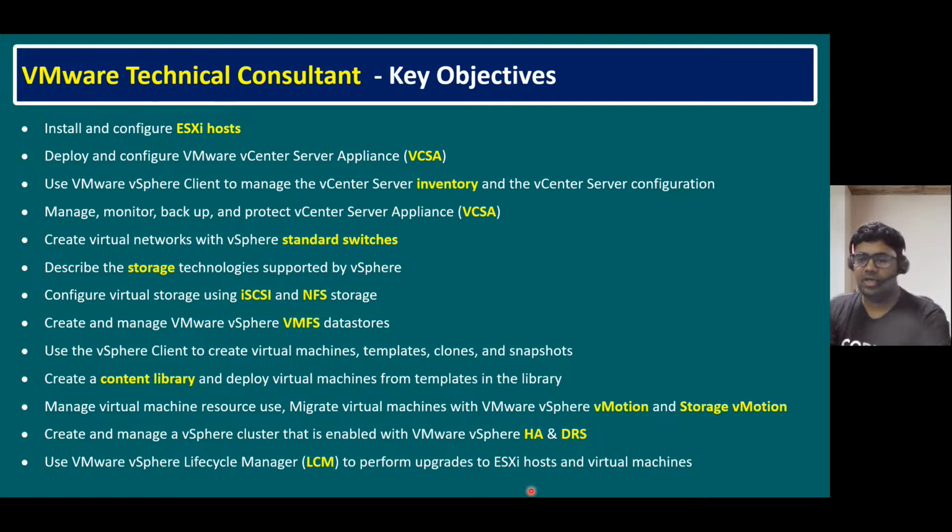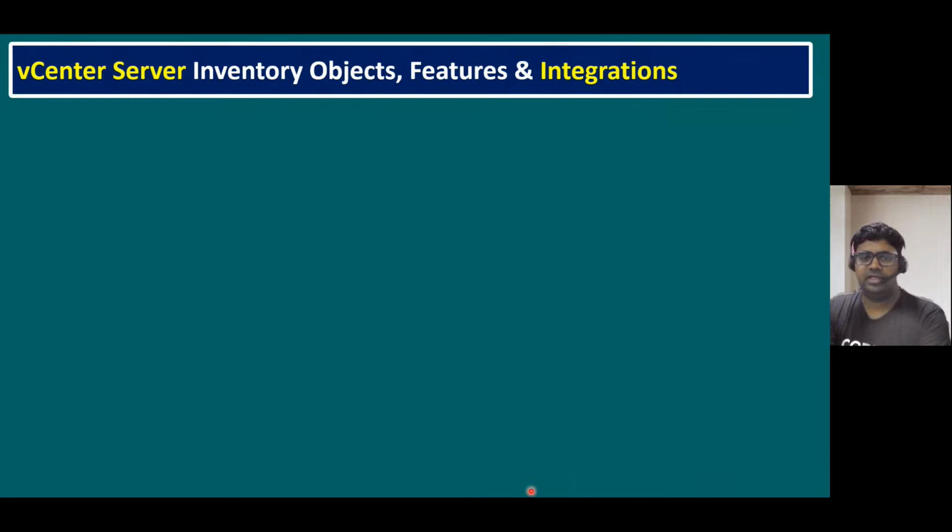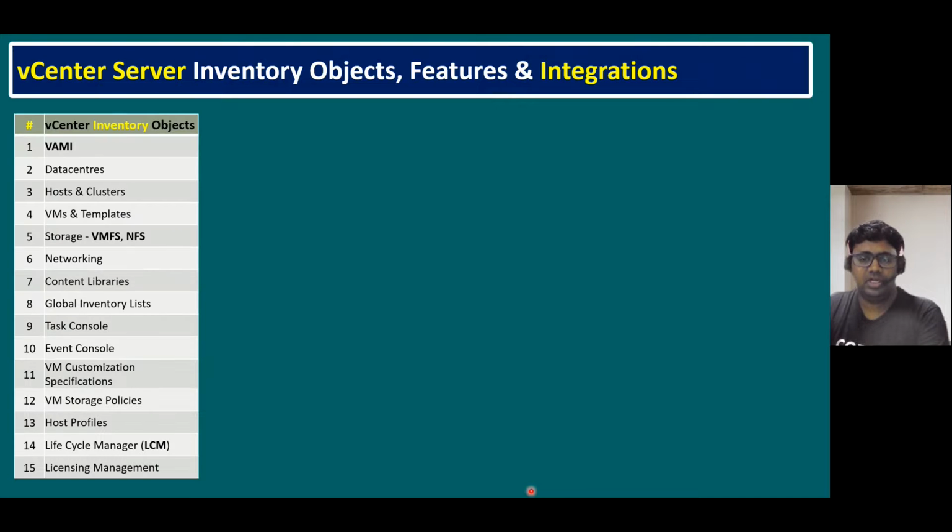Let's say the high level features of the vCenter Server inventory are here. In vCenter Server, we have so many inventory object features and integrations. For example, in this slide, I just highlighted a few inventory objects. The inventory objects are like VMware Virtual Appliance Management Interface, data center, hosts and clusters, VMs and templates, storage, where we have two types of file system, NFS and VMFS, and networking. So these are all the main concepts in inventory objects in vCenter.